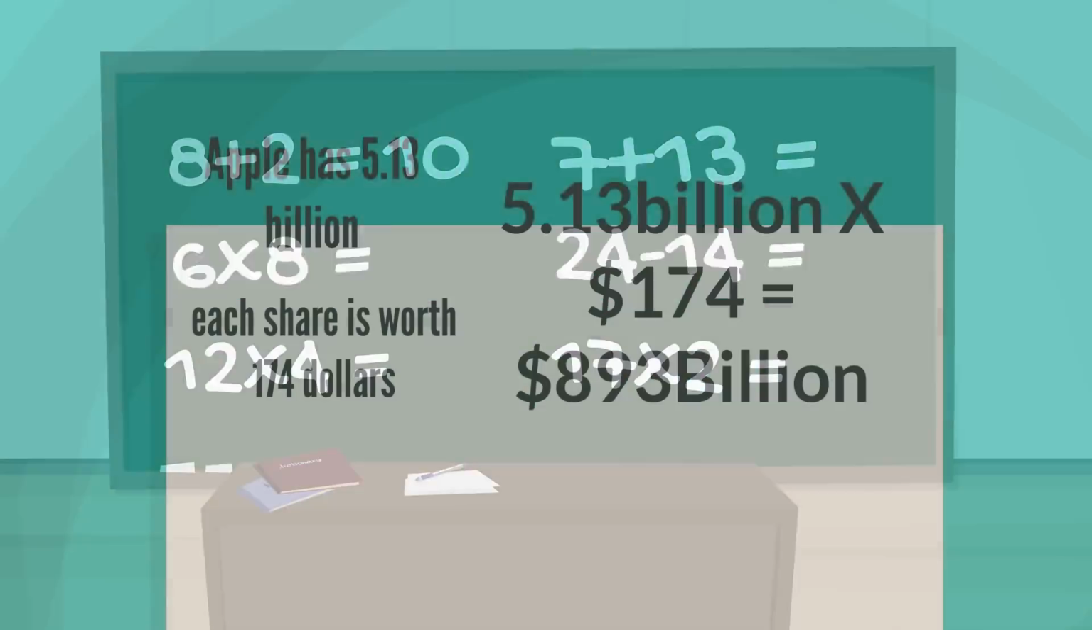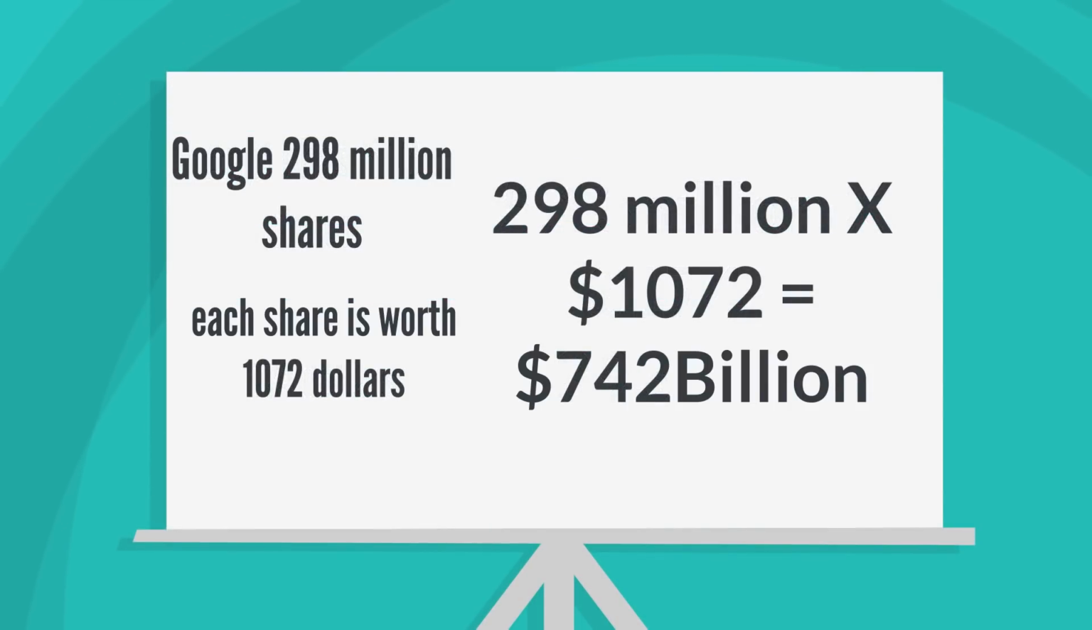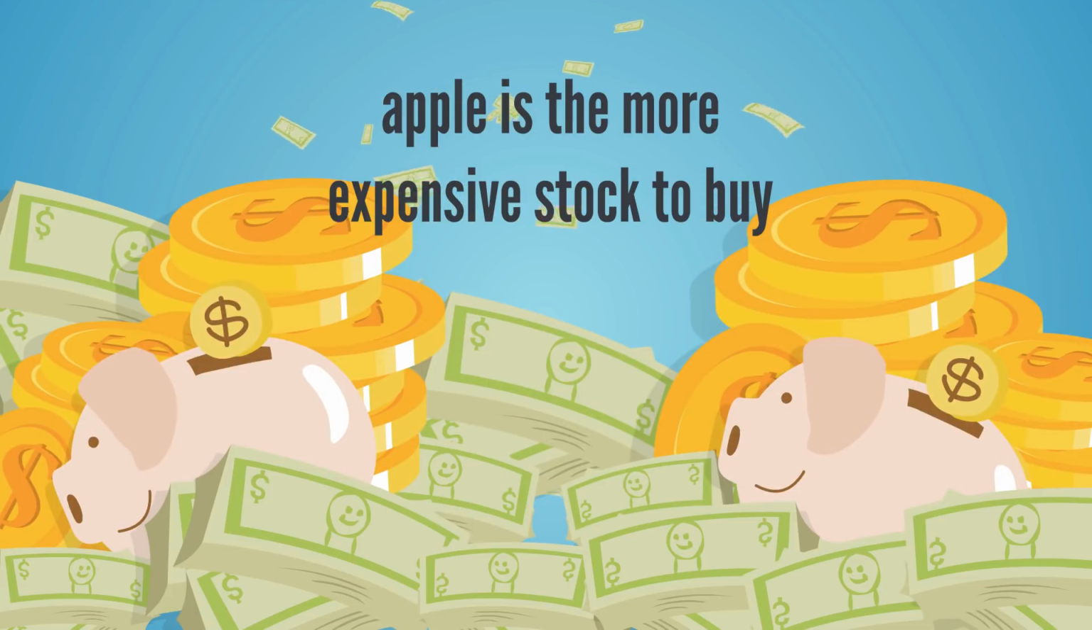Time for some math. Apple has 5.13 billion shares and each share is worth $174. Now if you multiply those two figures, you end up with how much the company is worth, which is $893 billion, the market cap of Apple. Now looking at Google, multiply their current stock price, which is $1,072, by their shares, 298 million shares, and you end up with $742 billion. So looking at this, it's obvious that Apple's market cap is bigger, which is why I mentioned earlier that Apple is the more expensive company to buy.